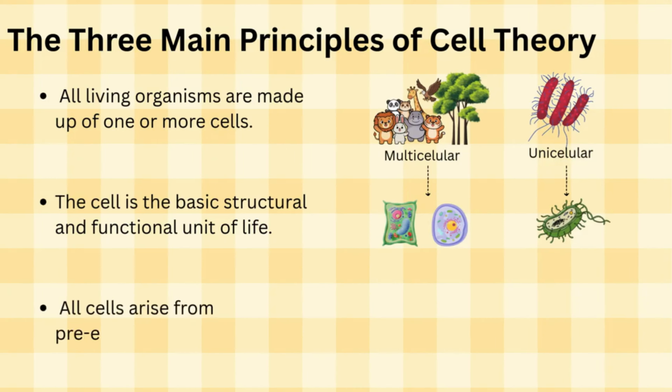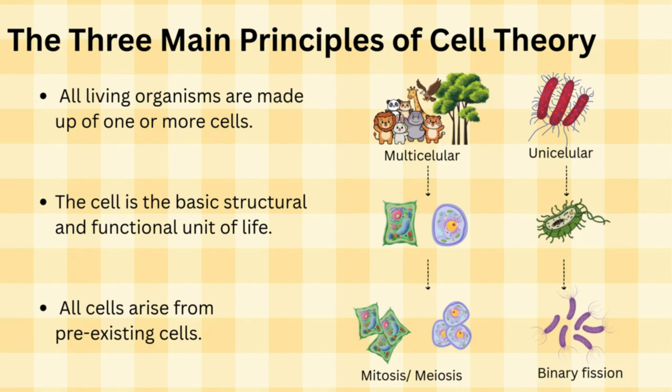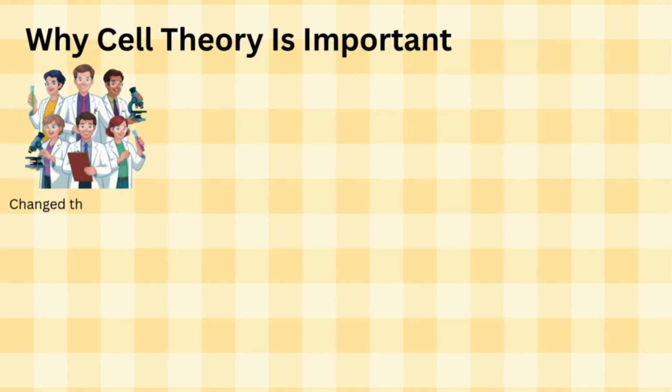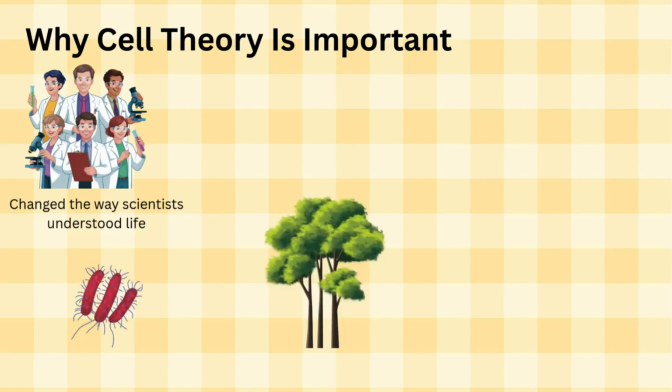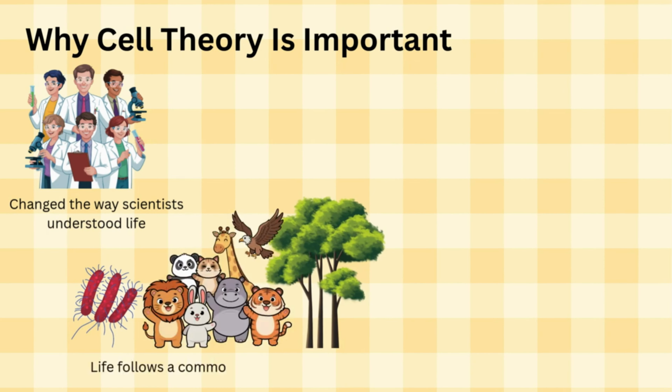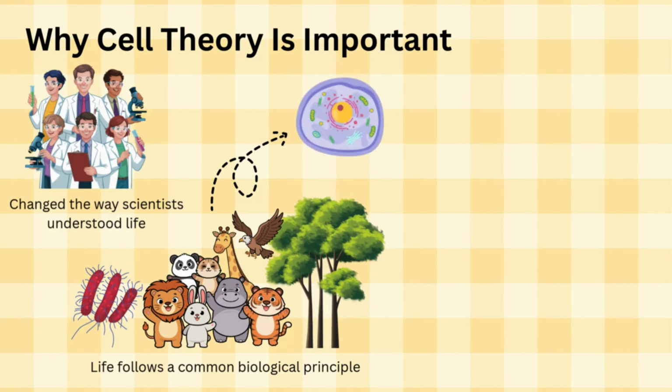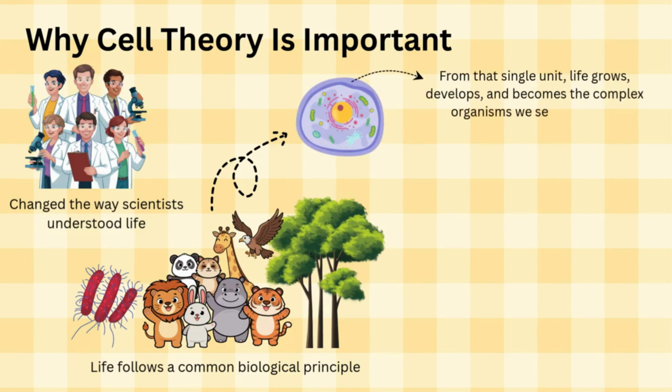All cells arise from pre-existing cells. Cells do not appear spontaneously. They are produced when existing cells divide. Cell theory changed the way scientists understood life. It showed that despite the enormous diversity of living organisms, from microscopic bacteria to giant trees and animals, life follows a common biological principle. Every living thing begins with a cell. From that single unit, life grows, develops, and becomes the complex organisms we see around us.